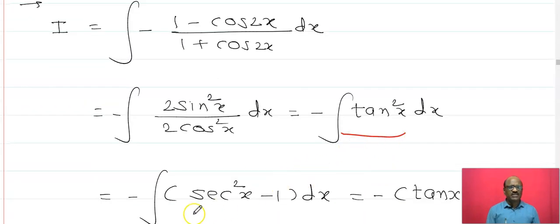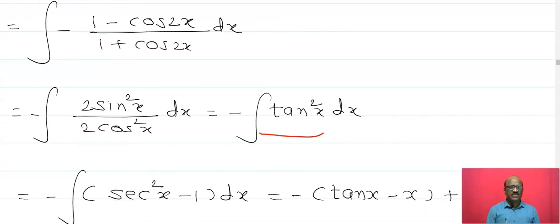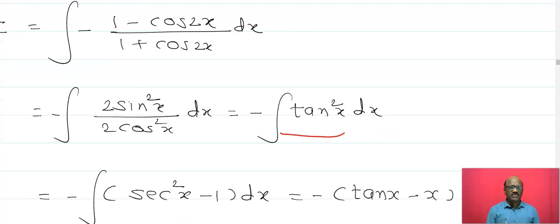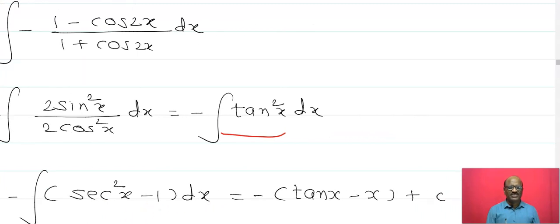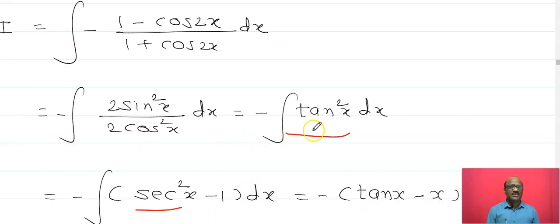Now this tan square x can be written as sec square x minus 1. And its integral is very easy. What is the integral of tan square x? The integral of sec square x is tan x, and the integral of 1 is x. Therefore minus in brackets tan of x minus x plus c. Again I will explain: tan square x means sec square x minus 1. The integral of sec square is tan x. The integral of 1 is x.